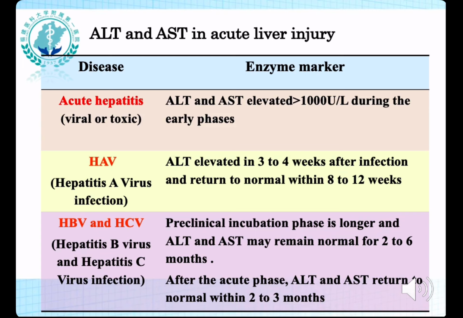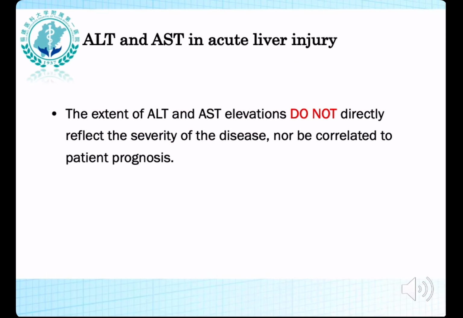And for hepatitis B virus and hepatitis C virus infection, the preclinical incubation phase is longer, and the levels of ALT and AST may remain normal for 2 to 6 months. And after the acute phase, ALT and AST return to normal within 2 to 3 months. And we have to notice that the extent of ALT and AST elevations does not directly reflect the severity of the disease, nor is it correlated to patient prognosis.